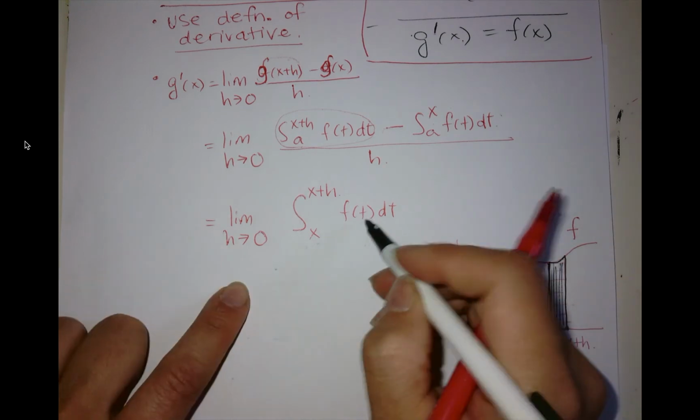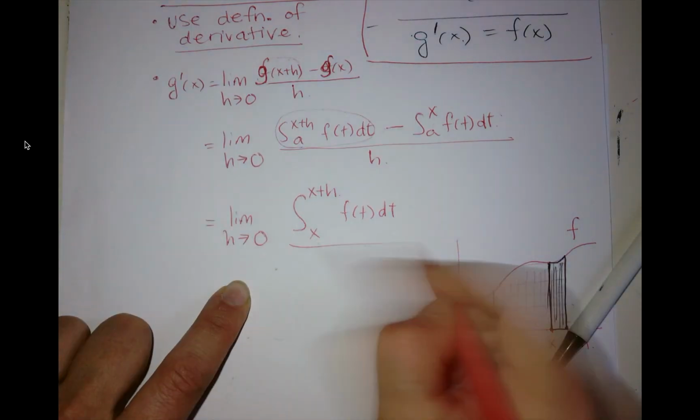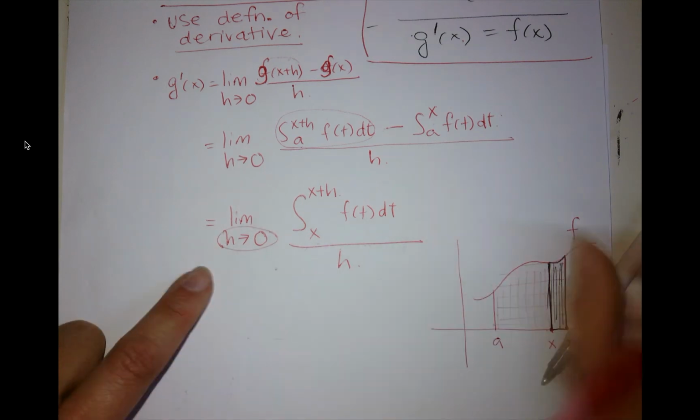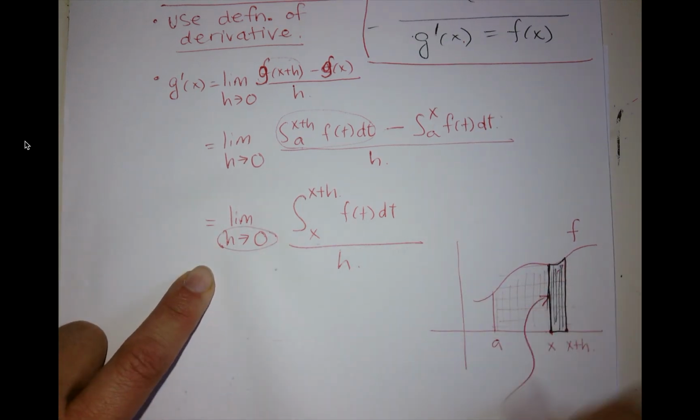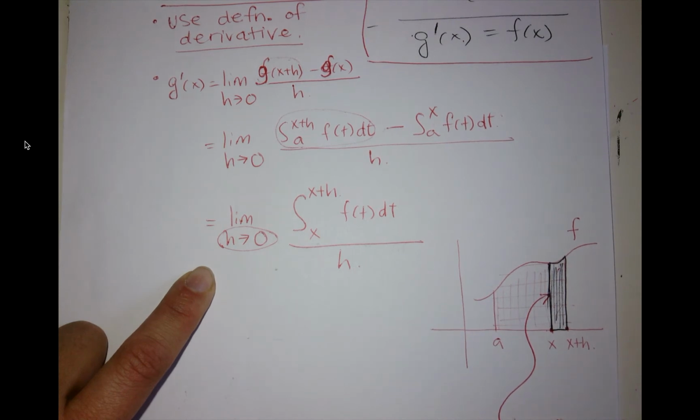Okay, now the key is that as h goes to 0, what happens to this area? As h approaches 0, the area is approximately equal to h times f of x, about equal to the height. Okay, so that's when h is really small. The height is basically going to be approximated by f of x.